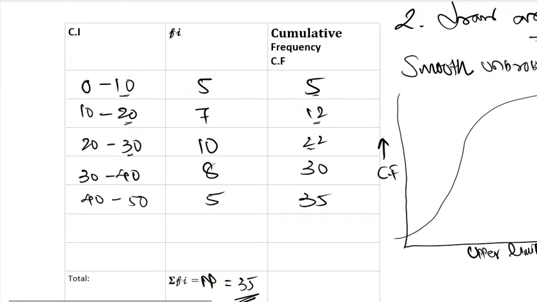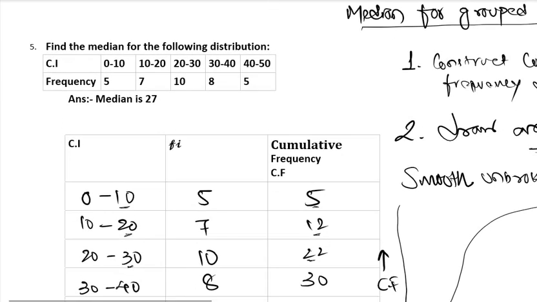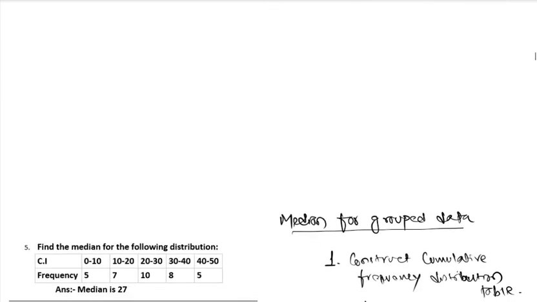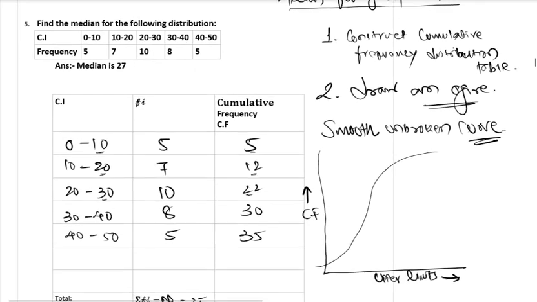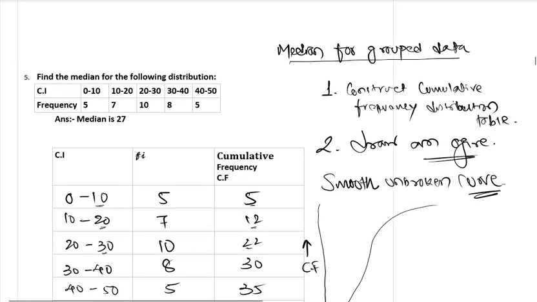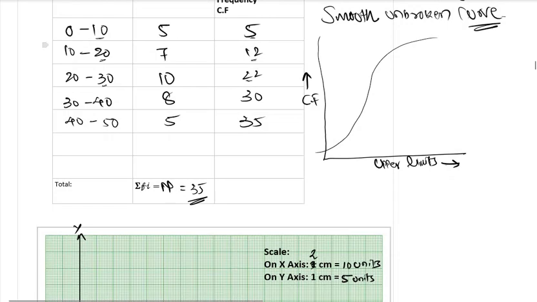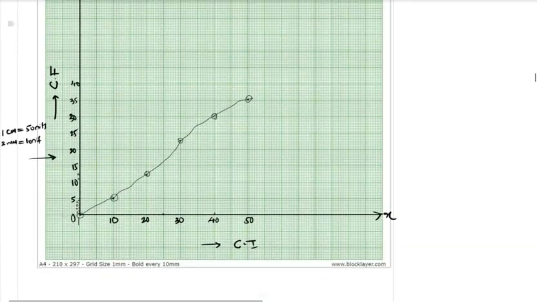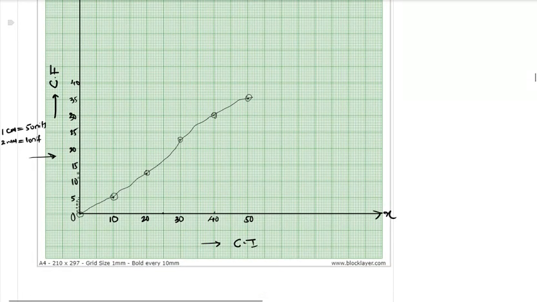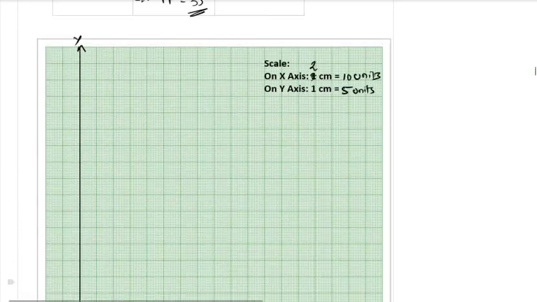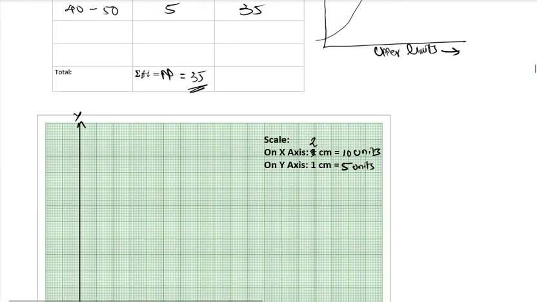Okay, so we did all the steps for finding the median. We constructed the cumulative frequency distribution table. We drew an ogive. Now we are ready to find the median. So here, what is the total number of observations? N is 35. Is it odd or even? It is odd, right? I will just switch my pen back to a darker mode.